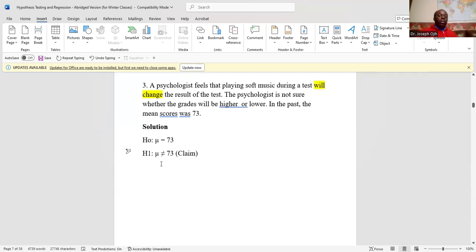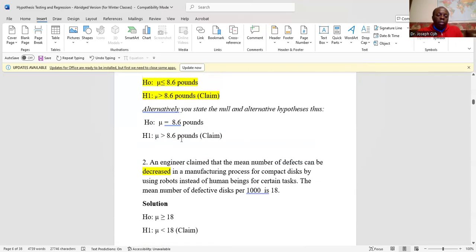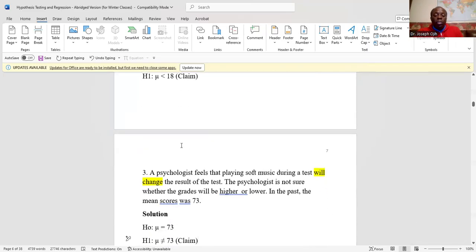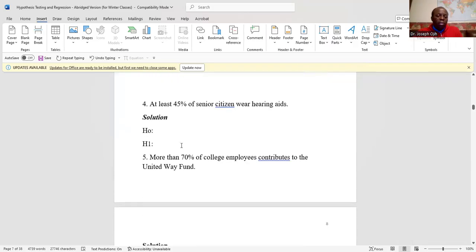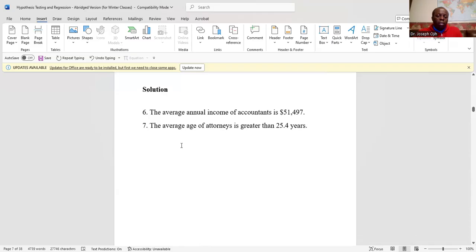Okay. So now, if you look at the three examples, the claim is on the alternative for all of them, but that's not always the case. Let's try examples. One example, like this one here. It says the average annual income of accountants is 51,497. Okay.